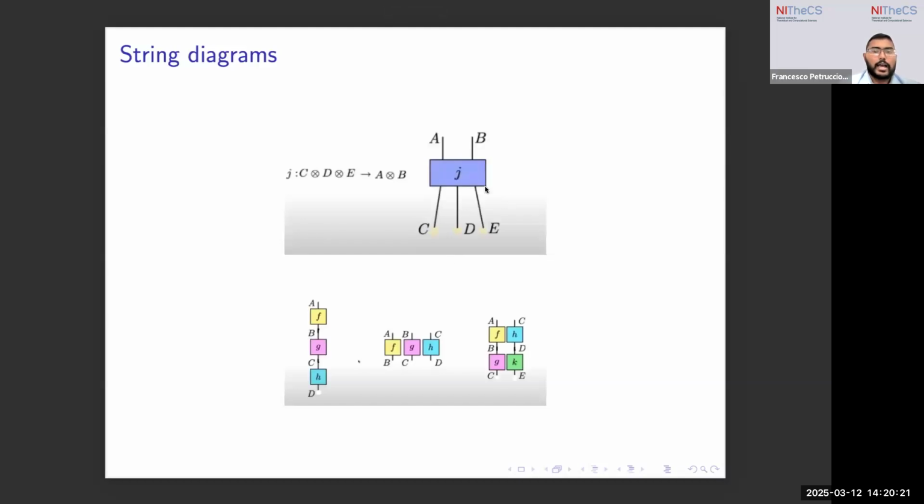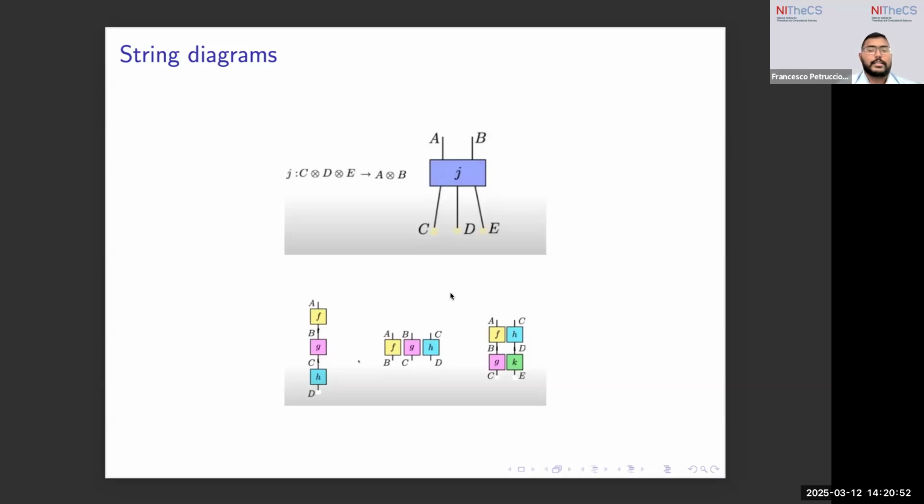So doing that, as we said, we can represent morphisms using these boxes. And when we place things next to each other, we talk about tensoring them. So these three wires going into this box and two wires coming out simply represents the input being C tensor D tensor E, and the output or the codomain being A tensor B. And the function is labeled by J.